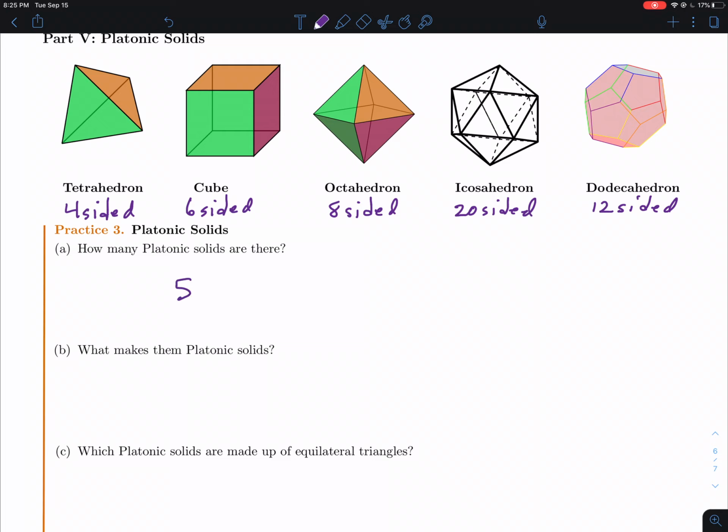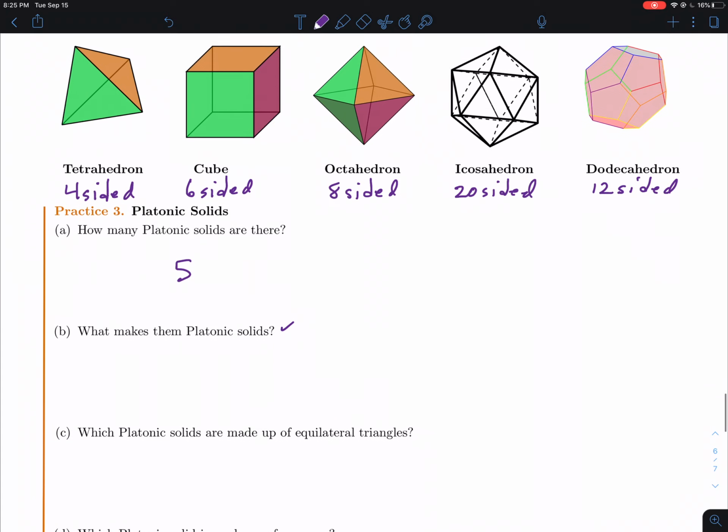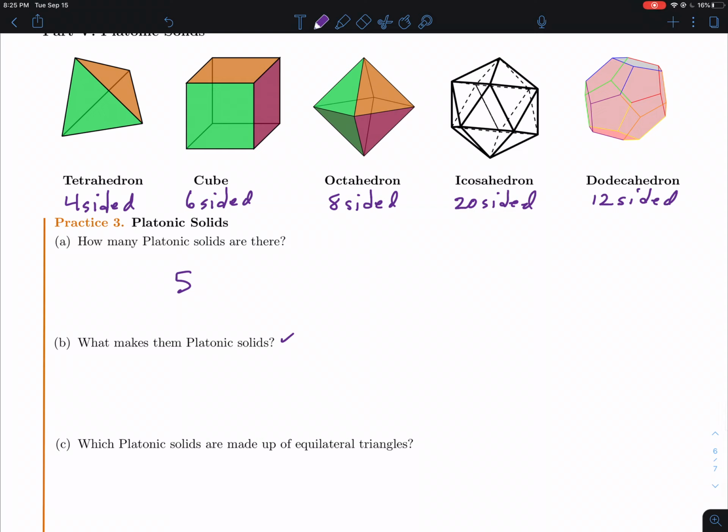And so there's obviously 5 of these solids. So I'm going to let you answer most of these, but I do want to talk a little bit about what makes them a Platonic solid. So when they were coming up with these solids, the goal was to use simple shaped polygons and to try to see how many 3-dimensional shapes you could actually make from these polygons. And so the difference between the Platonic solids and the Archimedean solids is that with Platonic solids, you're only allowed to use one type of polygon.